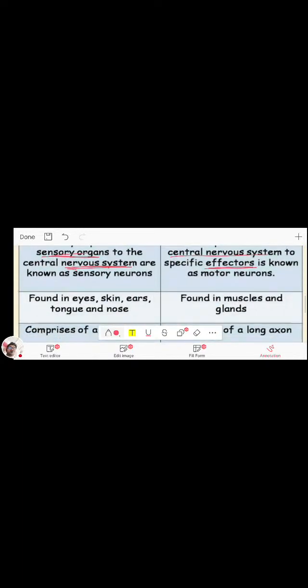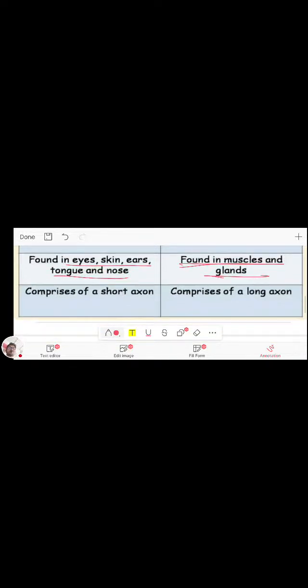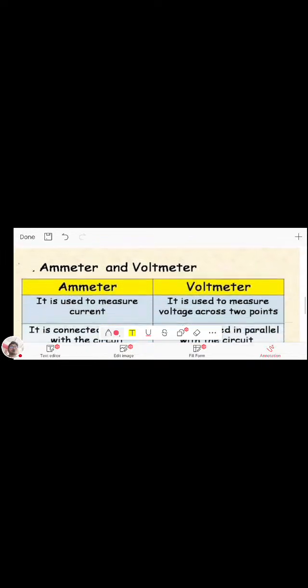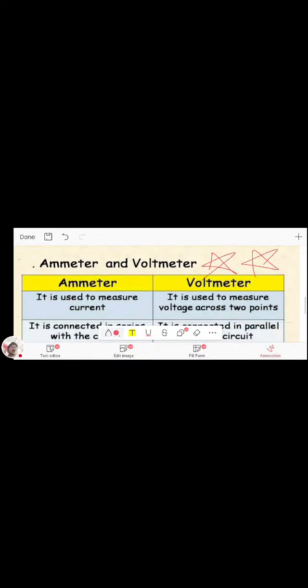Sensory neurons are found in the eye, skin, ears, tongue, that is, in sense organs. Motor neurons are found in muscles and glands. Sensory neurons have short axon, motor neurons have long axon. The difference between ammeter and voltmeter is also very much important.